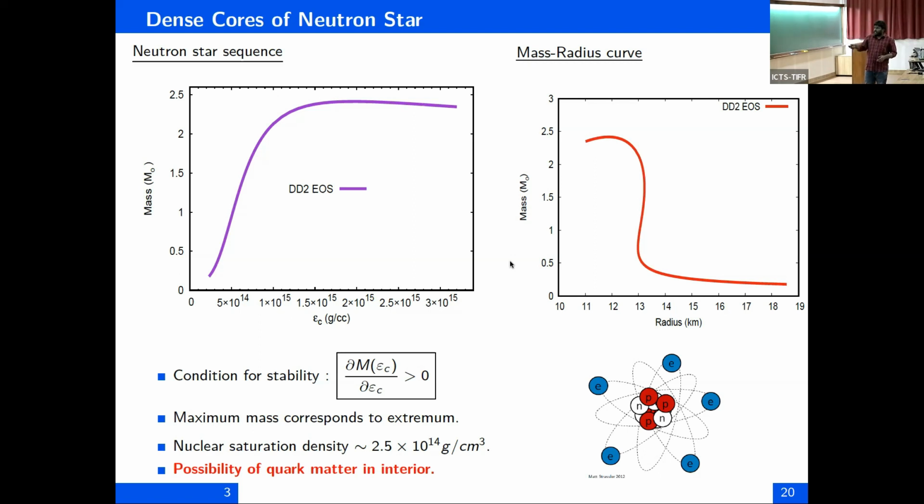In our periodic table, we have atomic nuclei of smaller atoms and even of bigger atoms. The average nuclear saturation density that we see in terrestrial nuclear matter is 2.5 times 10 to the power 14 gram per centimeter cube. And the neutron star interior densities at the center are about 4 to 6 times this value. At these high densities, there is a possibility that nuclear matter may not exist, and it could be quark matter present at such densities.